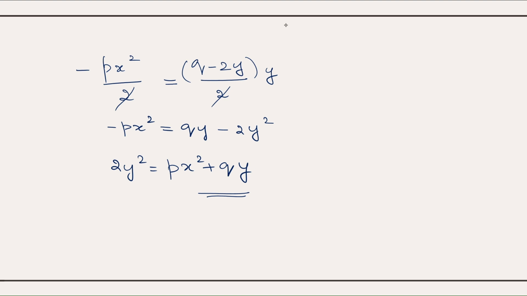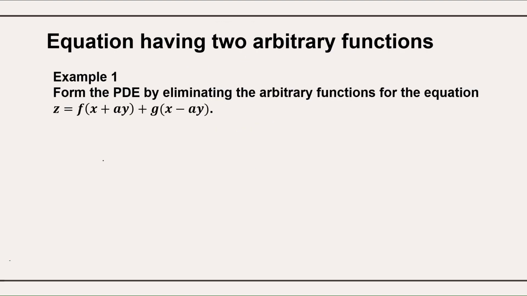the arbitrary function. So now let us see another example for an equation having two arbitrary functions. The question is, form the partial differential equation by eliminating the arbitrary functions for the equation z equal to f of (x plus ay) plus g into (x minus ay). So here in this question we have two arbitrary functions, f as well as g. We have to form a partial differential equation by eliminating these two arbitrary functions.